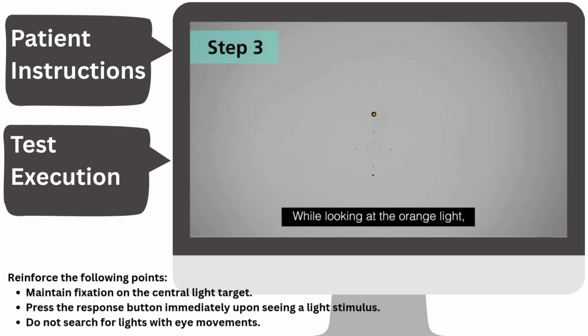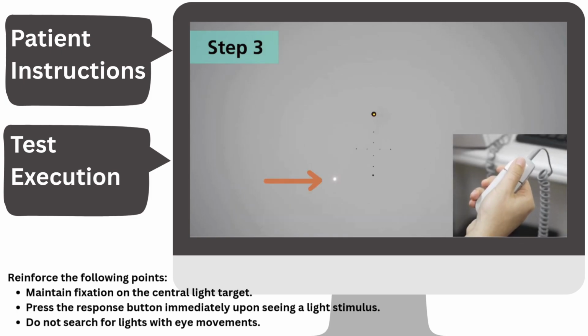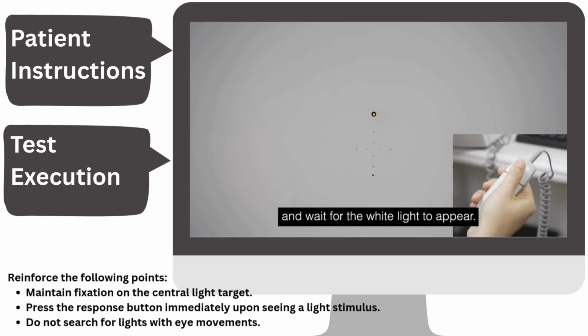While looking at the orange light, you may notice small spots of white light that appear in the background. If you notice this spot of white light, press the clicker once. If you do not see any spots of white light, keep looking straight at the orange physician's target and wait for the white light to appear.